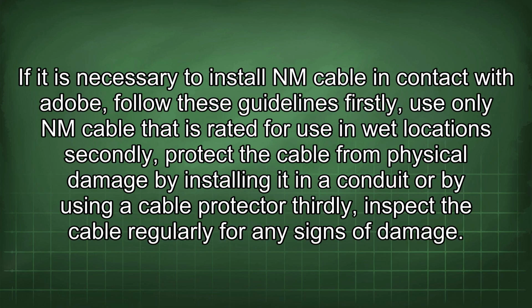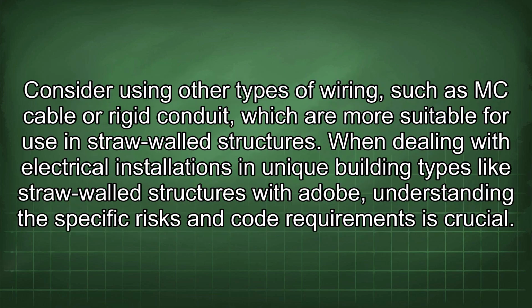If it is necessary to install an NM cable in contact with adobe, follow these guidelines. Firstly, use only an NM cable that is rated for use in wet locations. Secondly, protect the cable from physical damage by installing it in a conduit or by using a cable protector. Thirdly, inspect the cable regularly for any signs of damage. Consider using other types of wiring, such as MC cable or rigid conduit, which are more suitable for use in straw-walled structures.